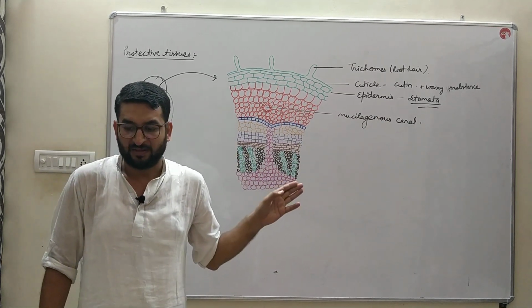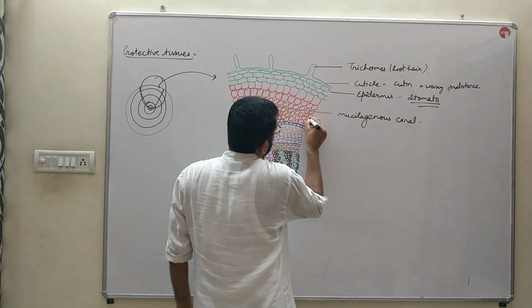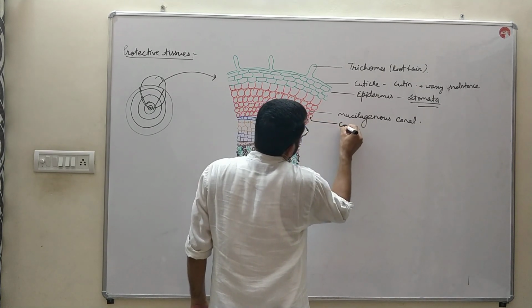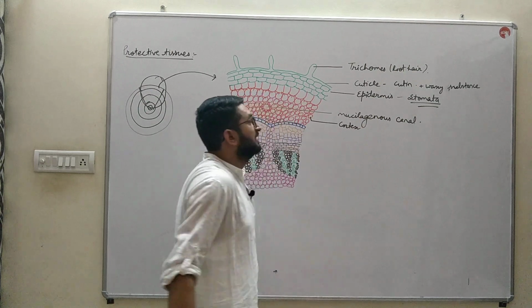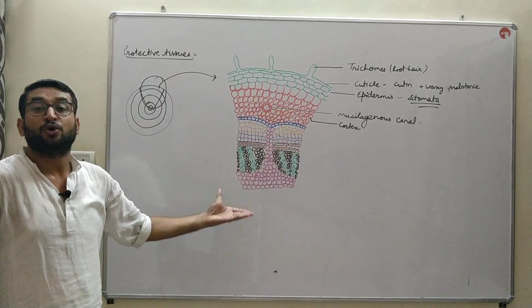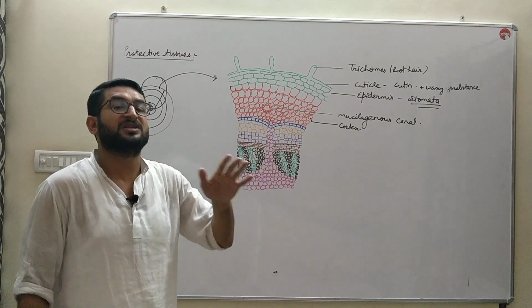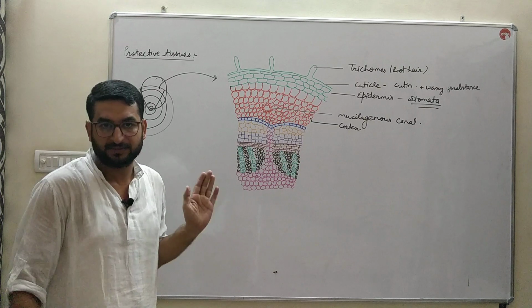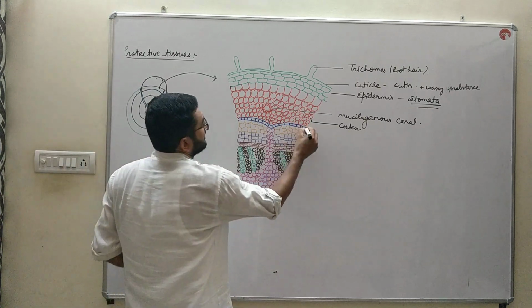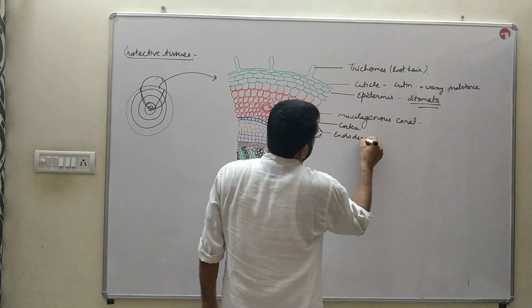Next, children, after that there are a lot of empty cells, an empty region, that is cortex. If that were the diagram of a stem, sorry, root, then it would be referred to as root cortex, but here it is the diagram of a stem, so it is simply known as cortex. Then there is a single cell thick layer that is known as endodermis.